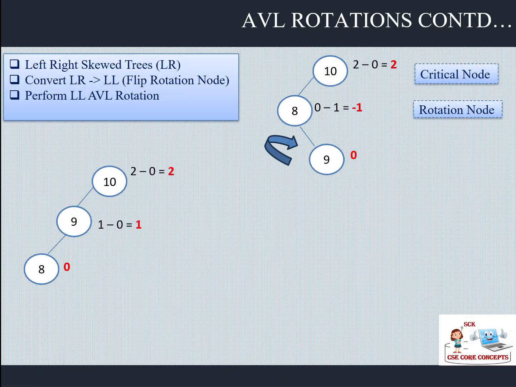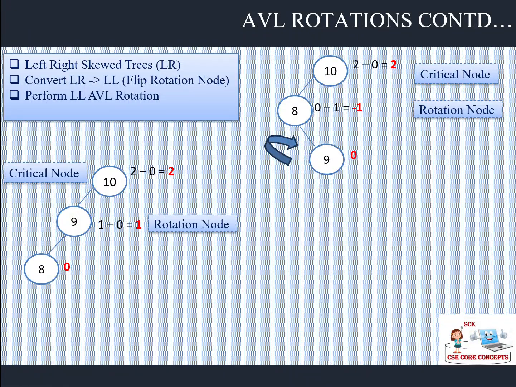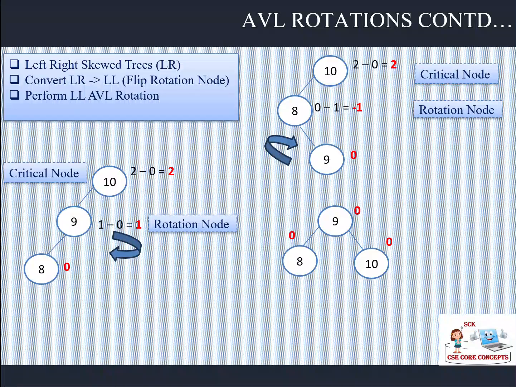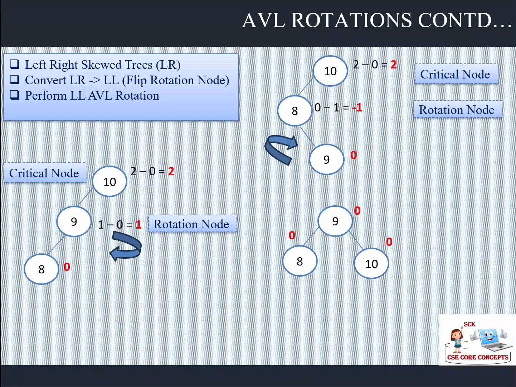Now you compute the balancing factor of each of them, and we find that 10 is the critical node and 9 is the rotation node. So now we simply perform the LL rotation, that is the left skewed tree rotation: rotate in a clockwise direction from the rotation node. This is what we get, and the balancing factor of each of these nodes is 0.